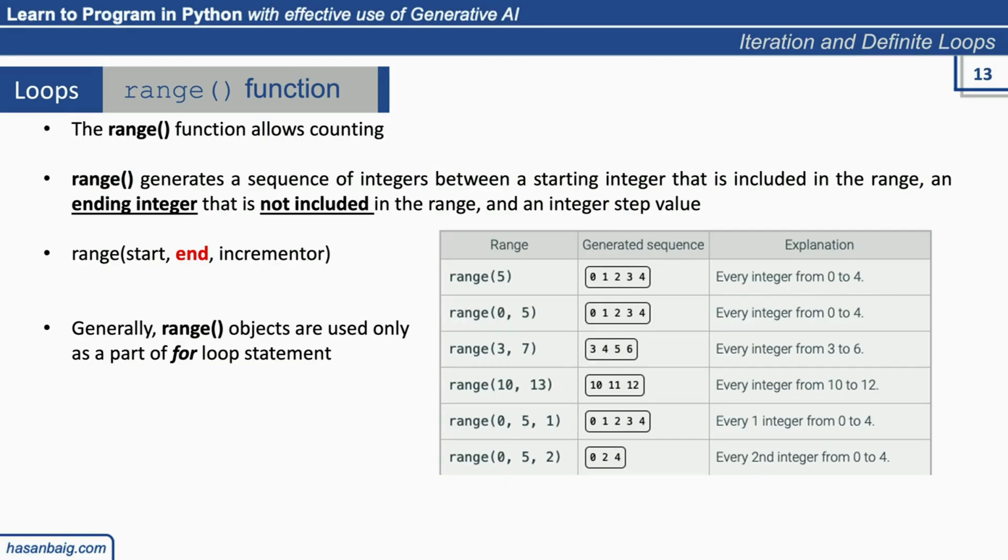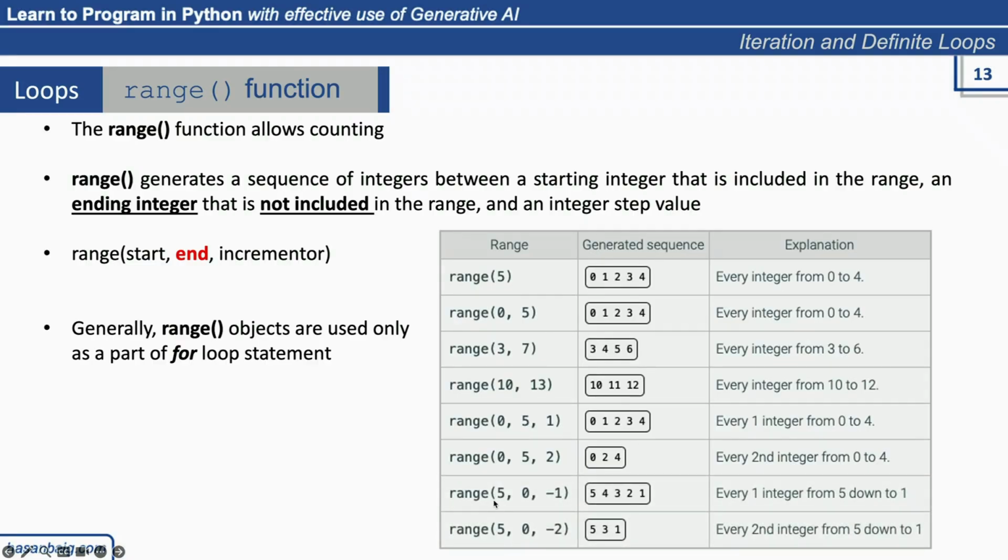I can also generate a reverse sequence starting from 5, ending in 0. 0 will be excluded, and decrement the value by 1. So 5, 4, 3, 2, 1. And here, decrementing the value by 2, so 5, 3, and 1. Any question here?